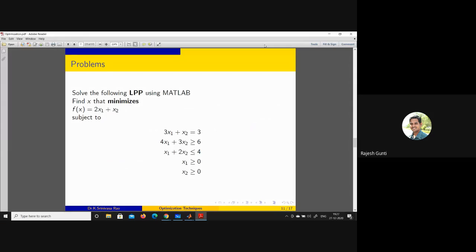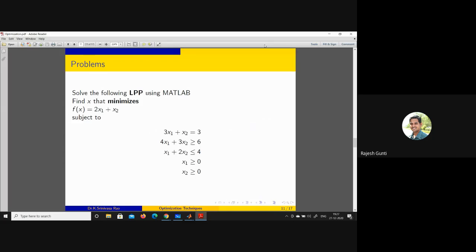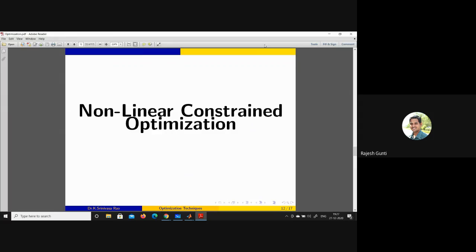Tomorrow I will start non-linear constraint optimization. This is a big topic. Tomorrow I will complete these optimization problems and I will start graph theory. Day after tomorrow I will close MATLAB. Wednesday I will start LaTeX.